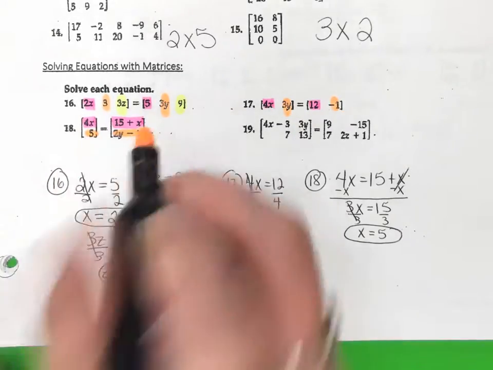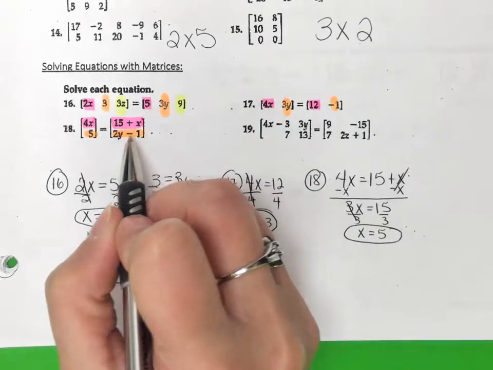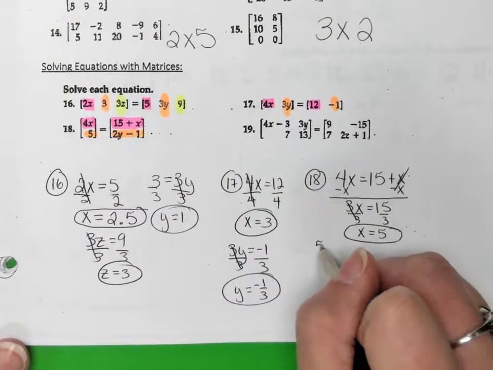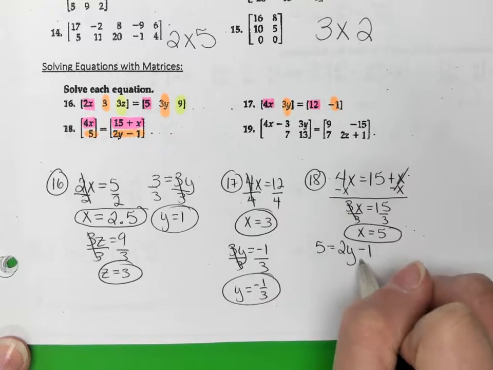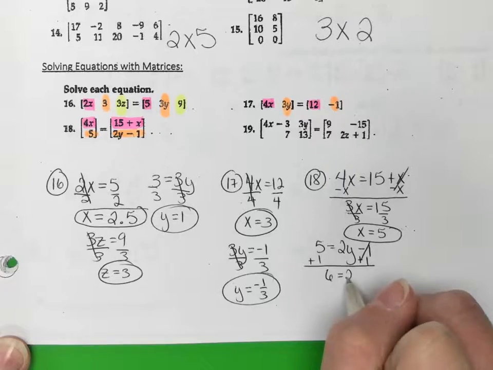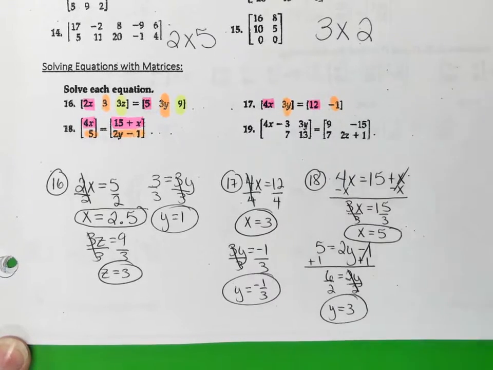5 equals 2y minus 1. There you go. Why is the 2y and the 1 together? Because the subtraction ties them together, okay? So I've got 5 equals 2y minus 1. Add 1 on both sides. There you go, 6 equals 2y. Divide by 2. And Allie said y equals 3. She's right. Y'all good?